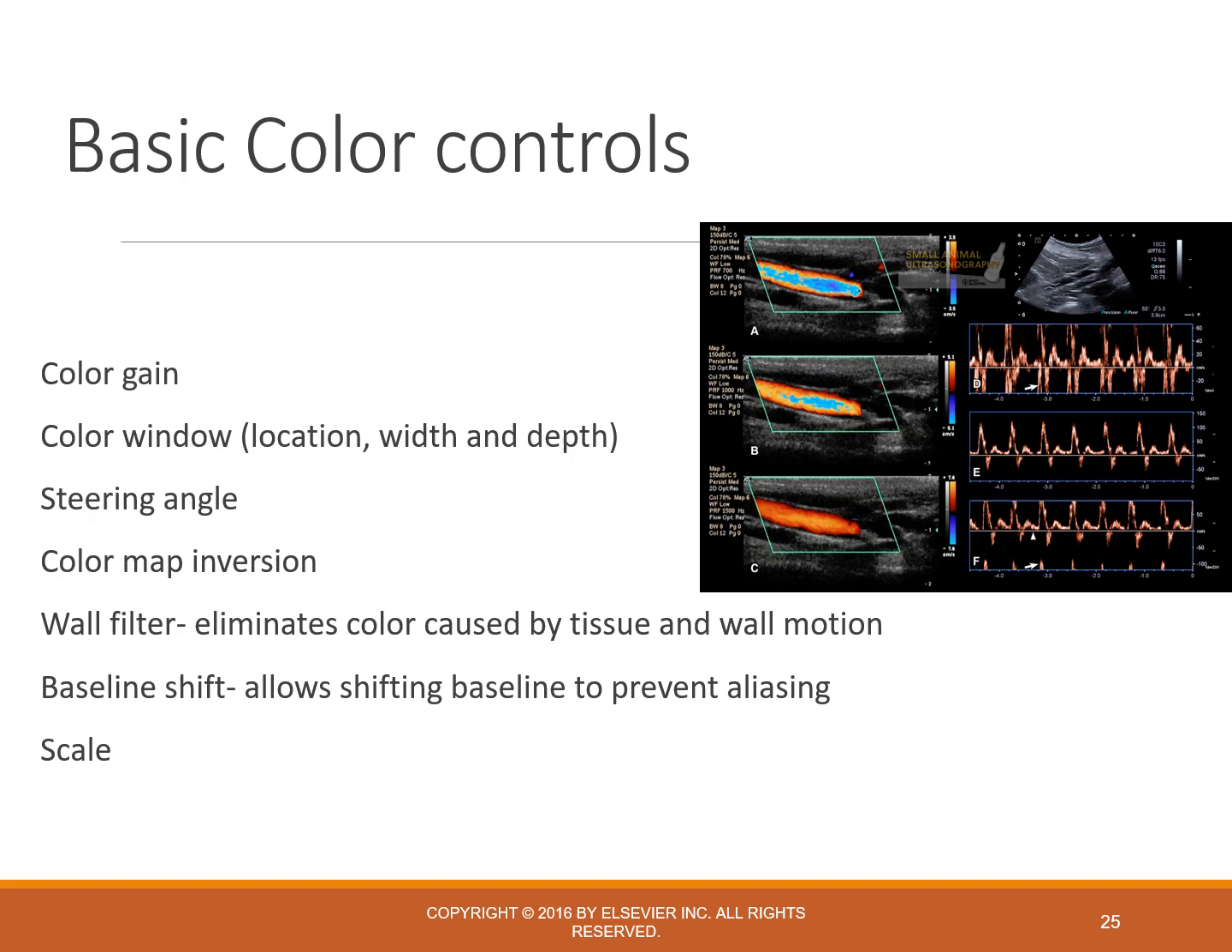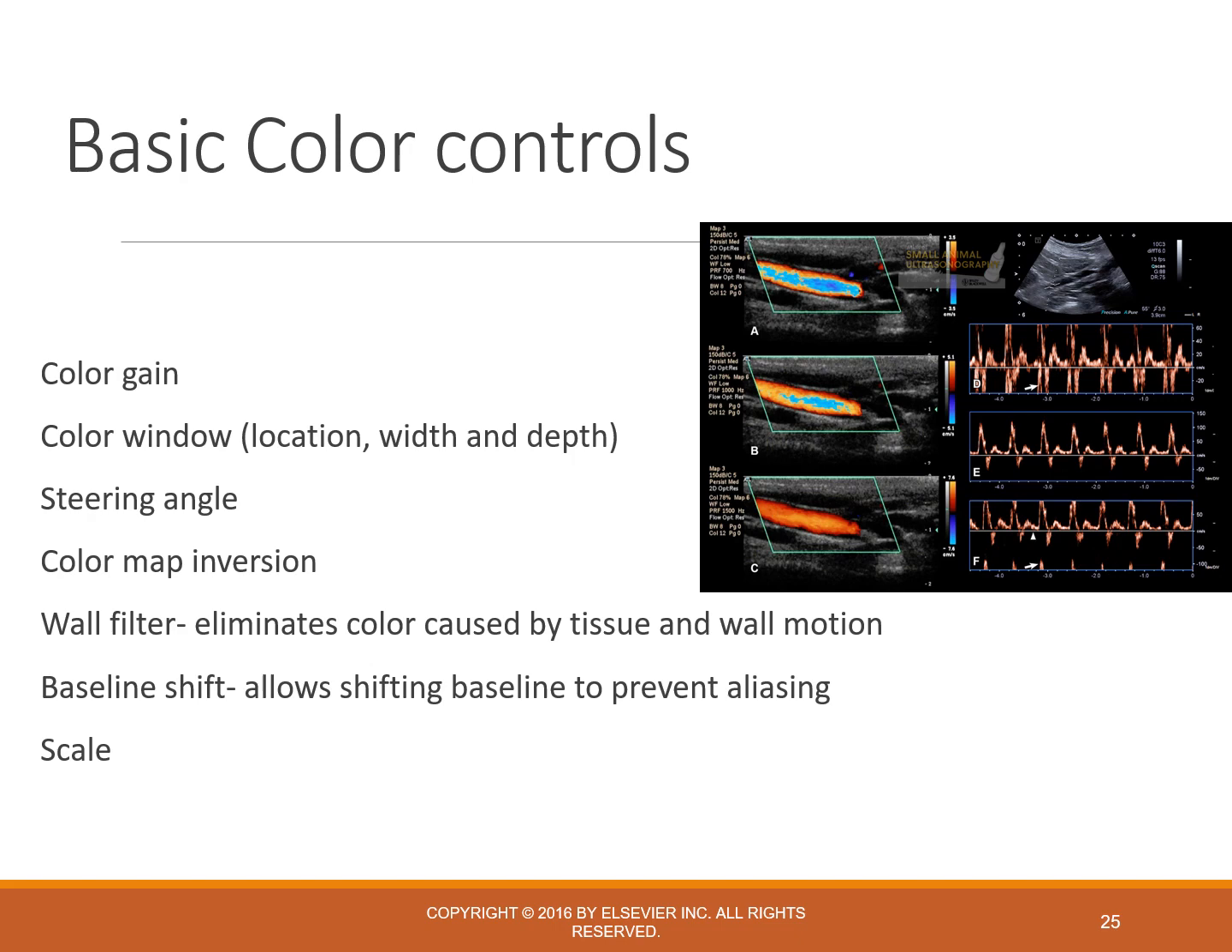And we do have some other basic color controls, so we'll go over those relatively quickly here. So color gain just means turning it up or turning it down. Just like in B mode or black and white imaging, if I turn the gain up, my whole image becomes brighter. Same thing with color. If I have an image I'm not getting great color on, then I can turn it up and the color is going to become more sensitive.